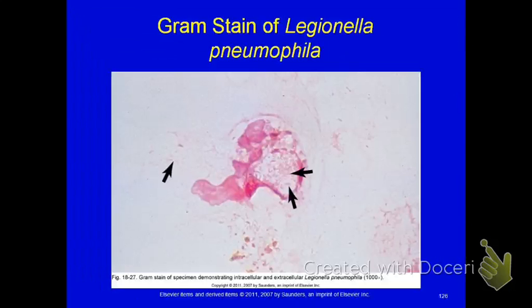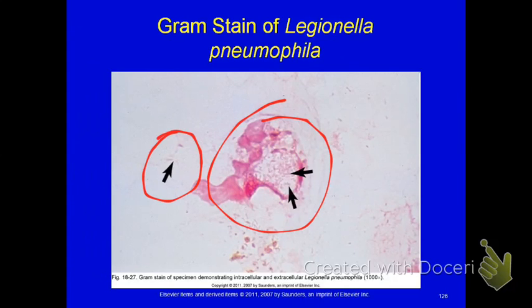This is the gram stain of Legionella. As you notice, the thin rod could be seen extracellularly or intracellularly within a macrophage or a neutrophil.